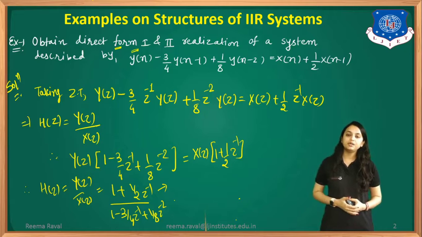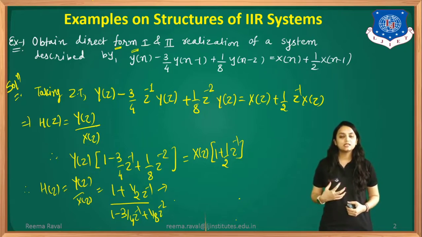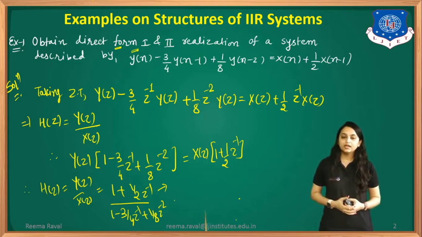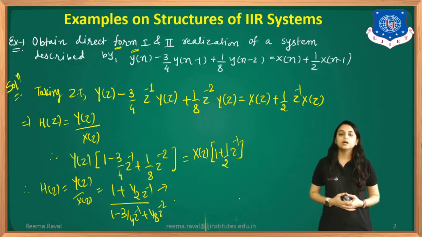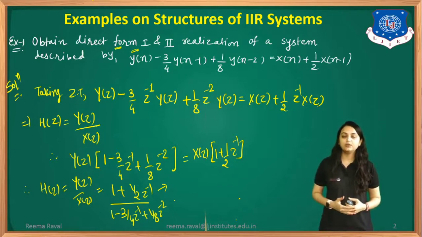Now, as we have seen in the previous sessions, to construct the structures for IIR or FIR systems, first of all we need to have that equation in terms of Z. Here the equation is given in terms of n. So before drawing the structure, we need to take the Z transform of the system equation. If we take the Z transform, our equation will be y of z minus 3 by 4 z inverse y of z plus 1 by 8 z raised to minus 2 y of z, equals x of z plus 1 by 2 z inverse x of z.